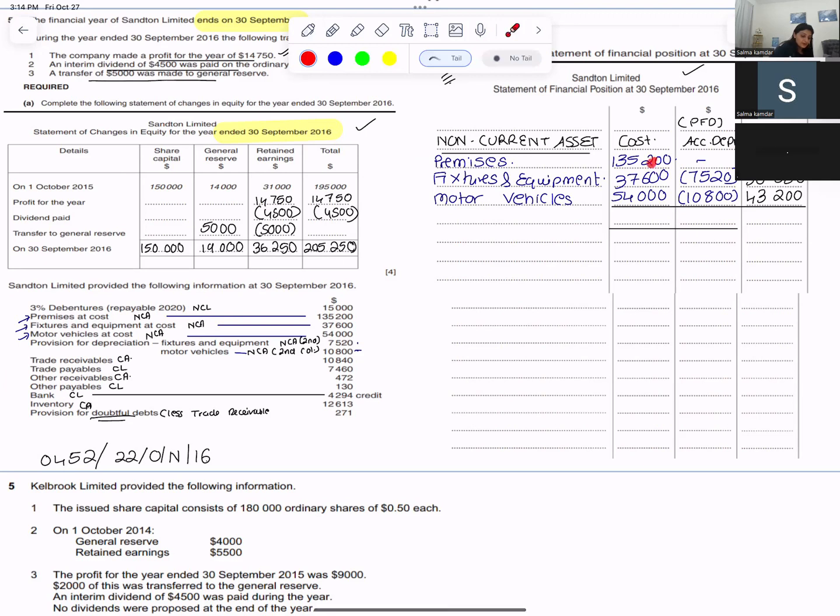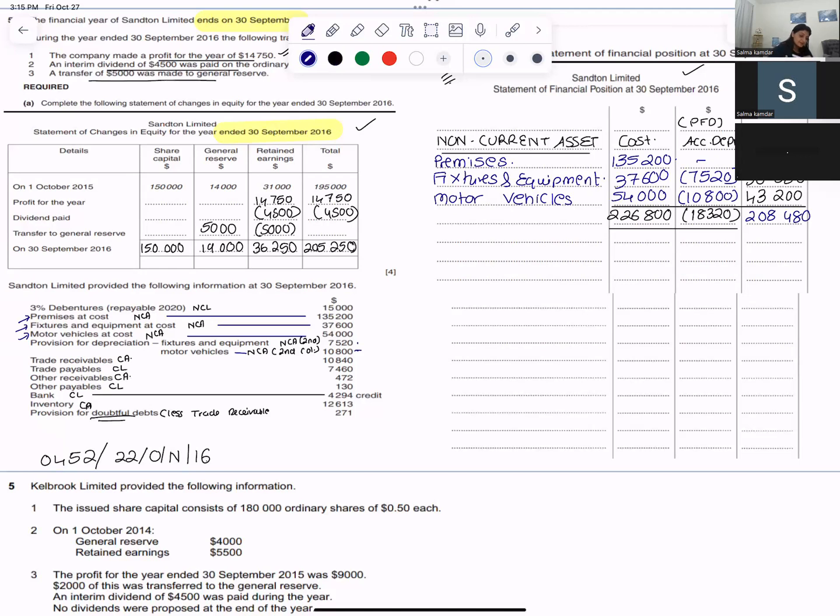Give me the total of all this cost. 226,800. All the accumulated depreciation is 18,320. When you deduct 18,320 from 226,800, what will you get? 208,480.